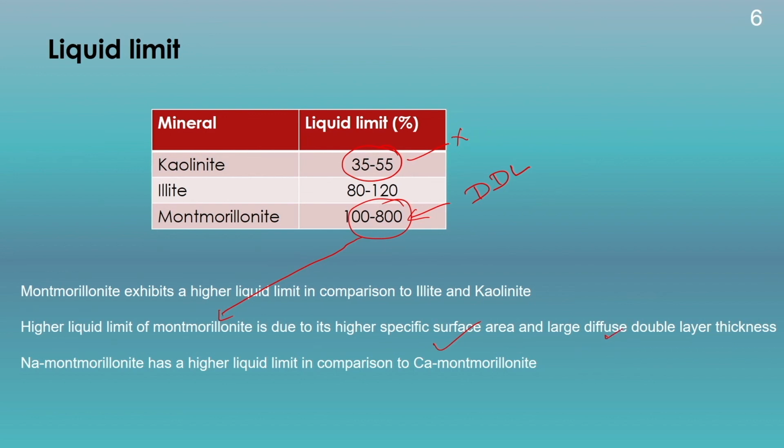As we know, there are different types of exchangeable cations present between the montmorillonite layers. Depending on which exchangeable cation is dominant there, the liquid limit of montmorillonite can vary. If a large amount of sodium ion is present as an exchangeable cation, then the liquid limit will be very high, up to 800 to 900 percent, and that montmorillonite will be known as sodium montmorillonite.